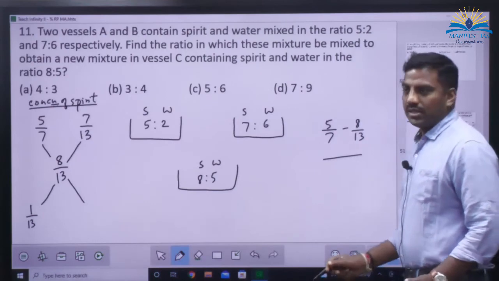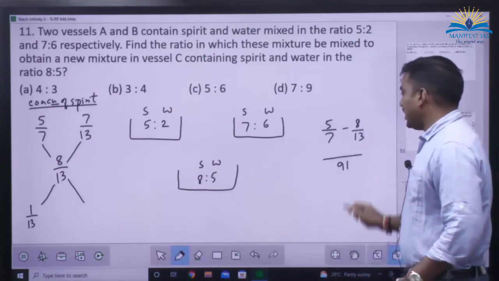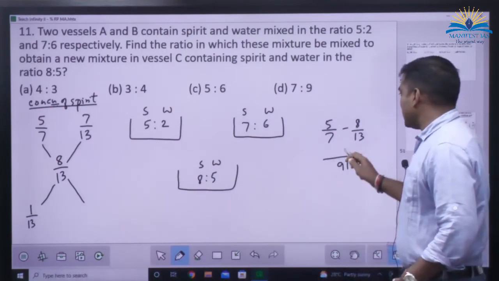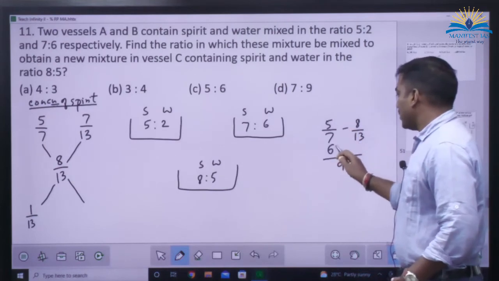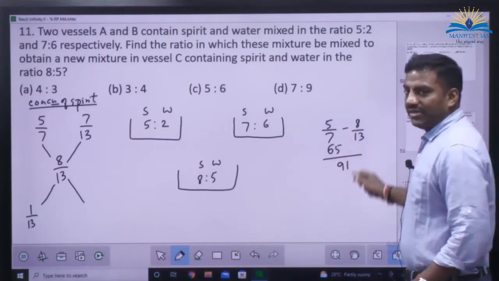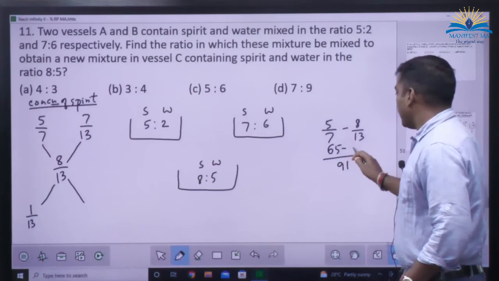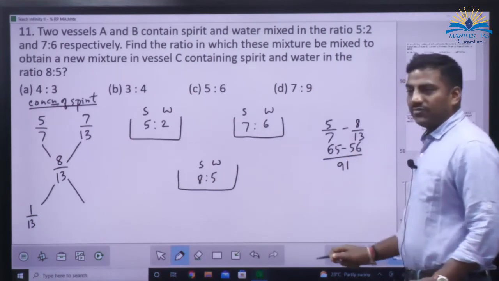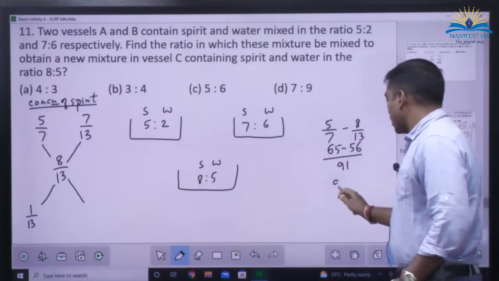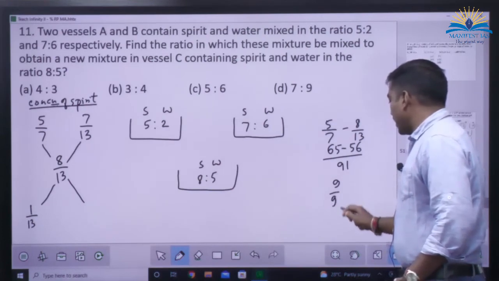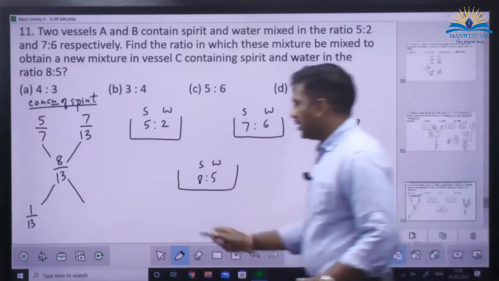Yes, 91. 13 sevens are 91. So 7 13s are 91, so 5 13s are 65. 13 sevens are 91, so 8 sevens are 56. 65 minus 56 is 9/91.